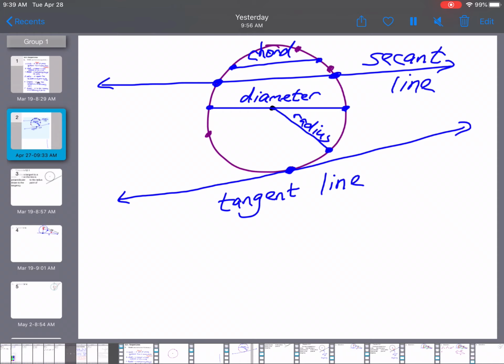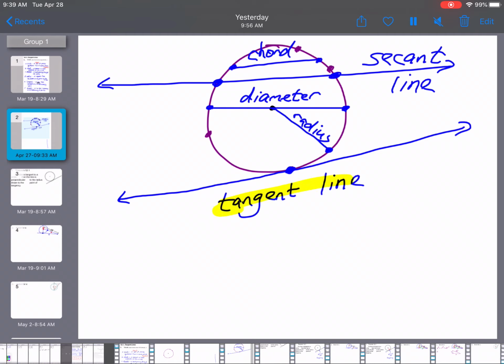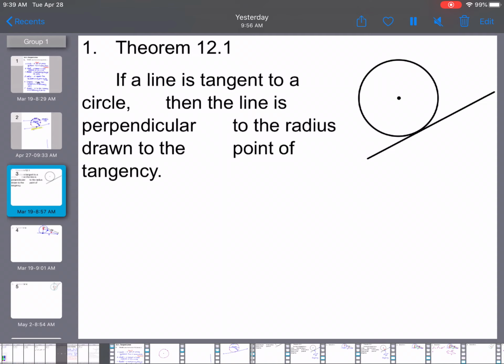And in your book, there's a lot going on with theorems and lengths of secant lines. That comes at the end of the chapter, and we usually tend to skip those at this level, guys. So these 2 words right here, tangent line, really, that's the important thing we're going to be talking about today. So first thing we're going to do is Theorem 12.1.